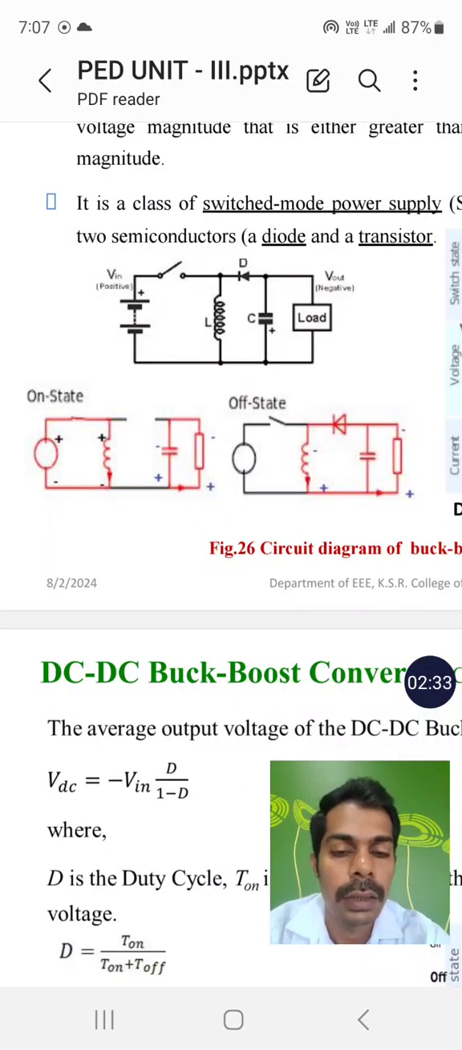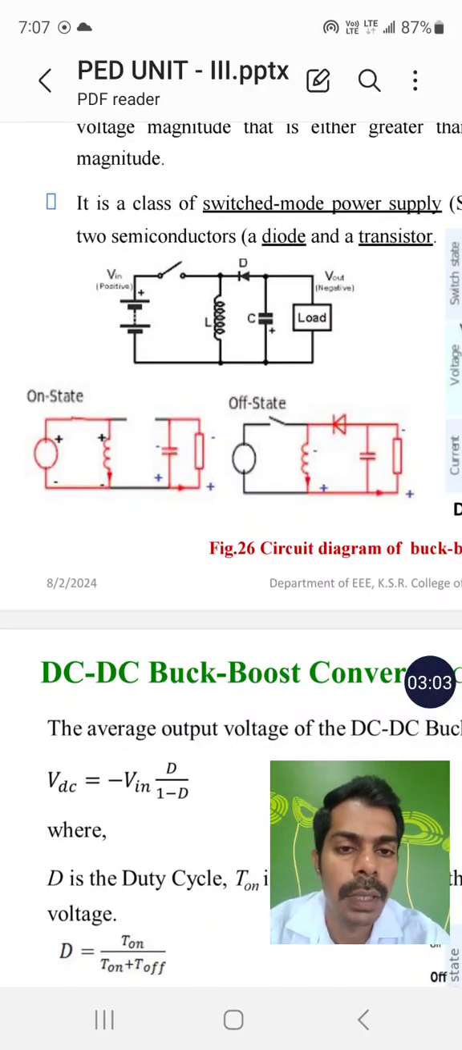When we move on to the off state, the switch is turned off, so the supply will not go through the switch; the supply is cut off to the circuit. In this region, the inductor will start discharging by changing its sign, so the positive supply goes to the capacitor and the load, and the diode will start conducting in forward bias.